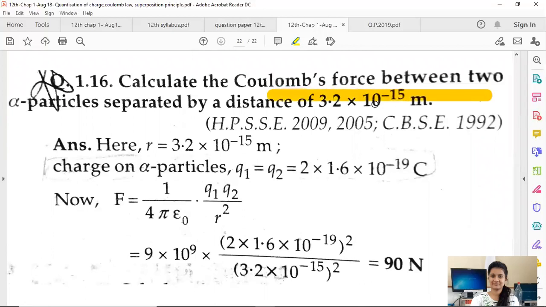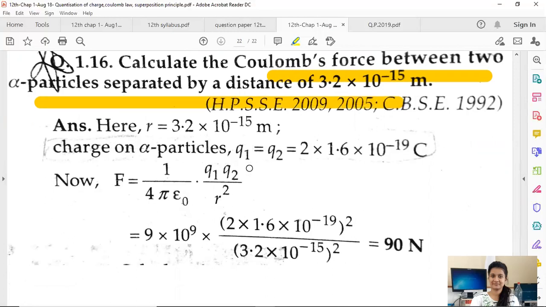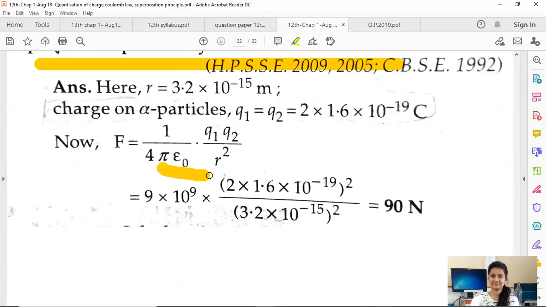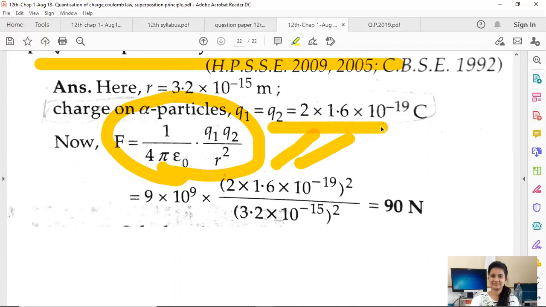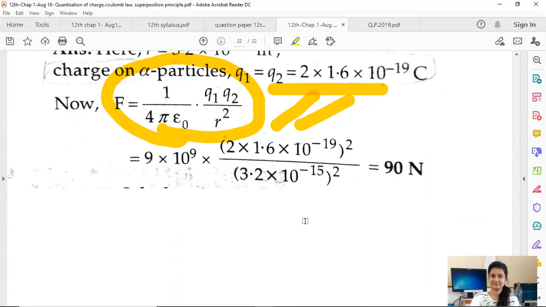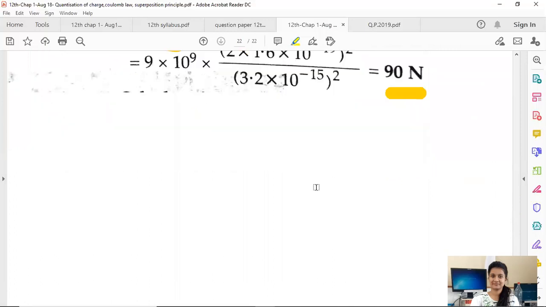Again, the Coulomb force between two alpha particles separated by a distance, this much. You will use, you have to learn this formula, 1 by 4 pi epsilon naught into Q1 into Q2 by R square. Here Q1 and Q2 are given, and R, the distance between these two charges, is given, so you can easily calculate the force.